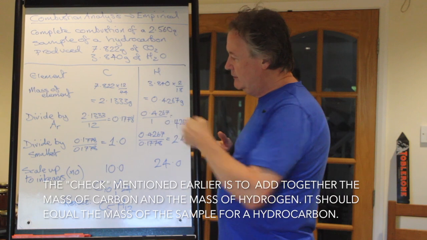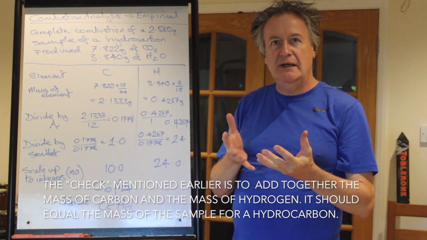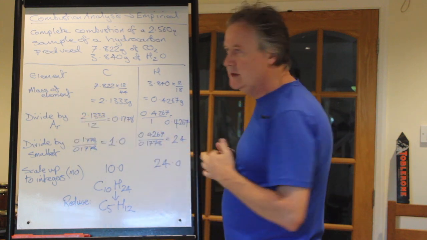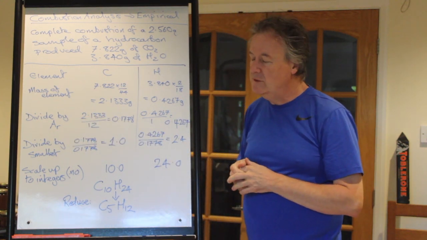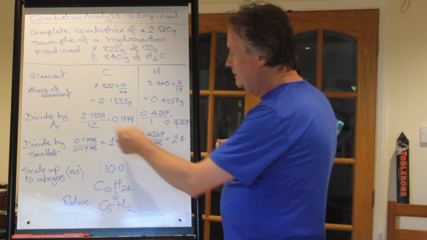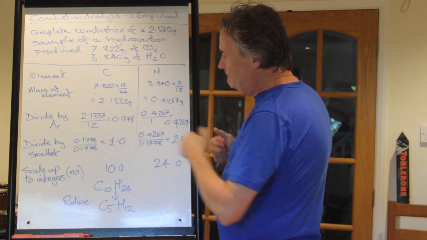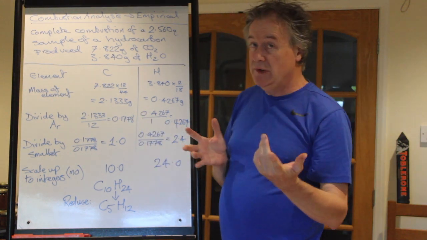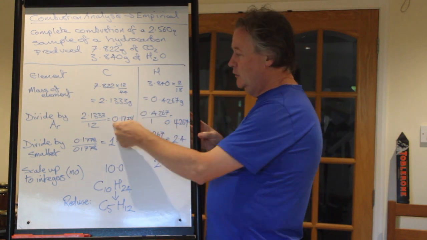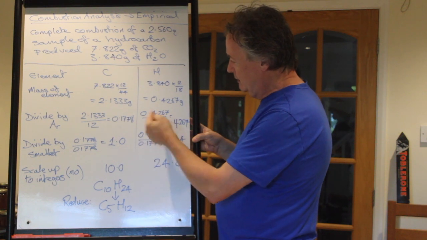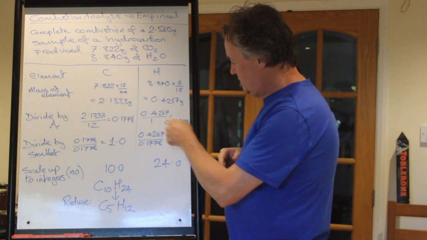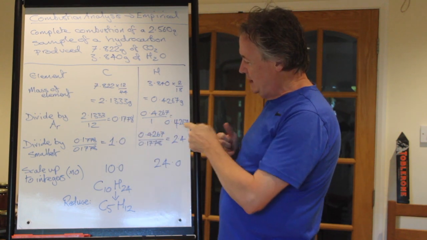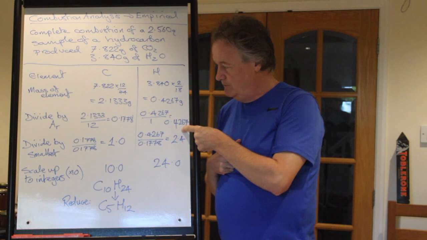So there's a lot more carbon than hydrogen in terms of mass, but it's not about the mass, it's about the number of moles. So you've got to convert it into number of moles. You divide by the atomic mass of the element. So carbon gets divided by 12, and we get 0.1778. That actually is the number of moles, but I'm not putting a unit on because it doesn't really matter. Hydrogen is 1, so it doesn't change the number. So the numbers we're working with are 0.1778 and 0.4267.